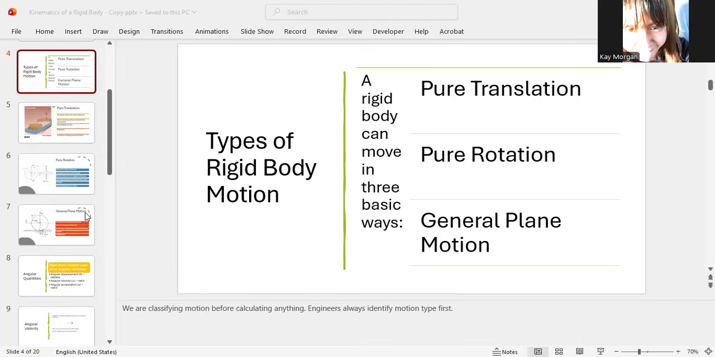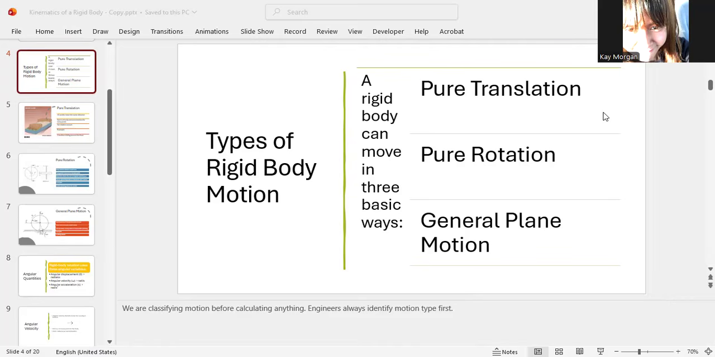All right, then we are going to get into types of rigid body motion. Before we calculate anything in this chapter on rigid body kinematics, we need to start by classifying the type of motion. You have to know. A rigid body can move in three different ways, and every problem we solve, on paper or in a computer, will fall into one of these categories. The very first one is pure translation.